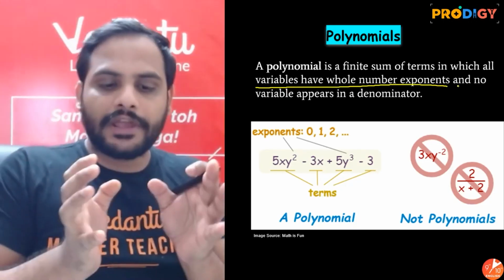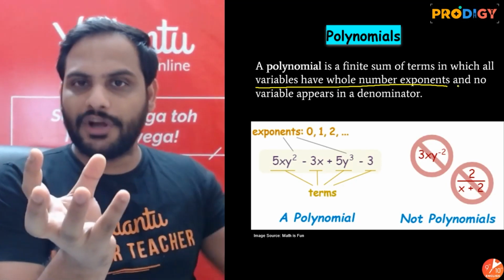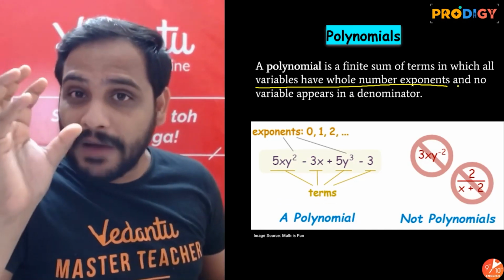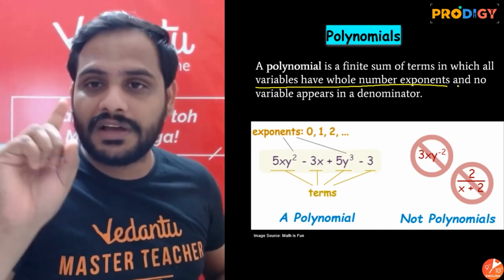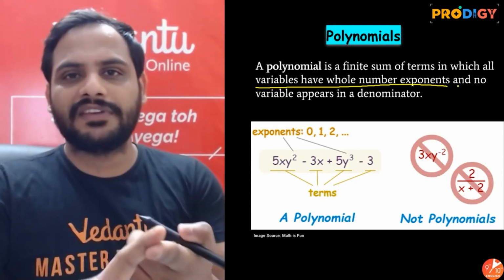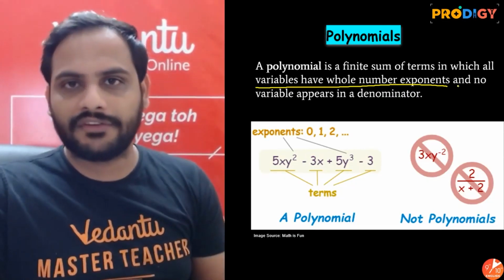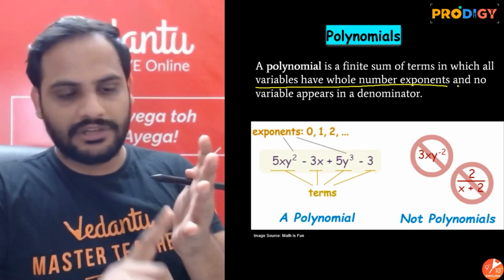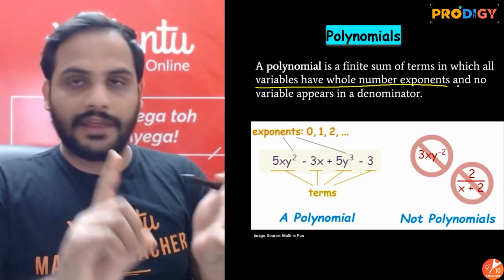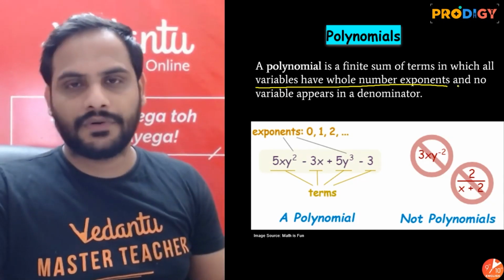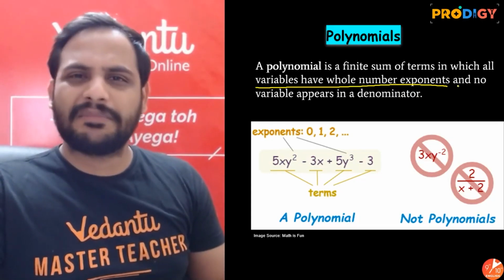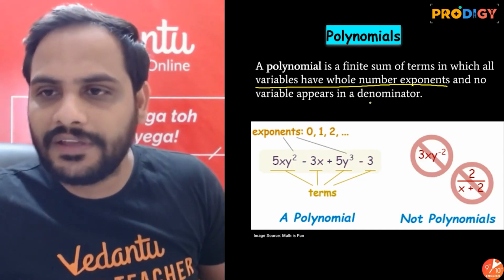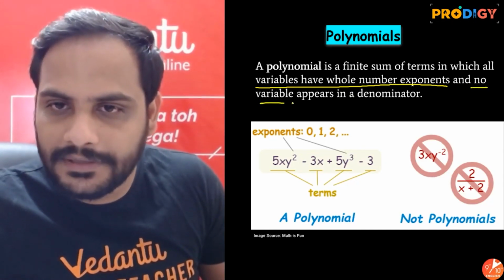It means I am talking about the power of the variable, not about the numbers. Numbers can have any power they want. I am not caring about them. I am only saying the power of the variable must be a whole number. Whole number means it can be 0, 1, 2, 3, 4, and so on. So power cannot be negative, power cannot be fractions. 1 by 2 not allowed, 3 by 4 power not allowed, minus 2 power not allowed, only whole number powers. Next thing, no variable appears in the denominator.